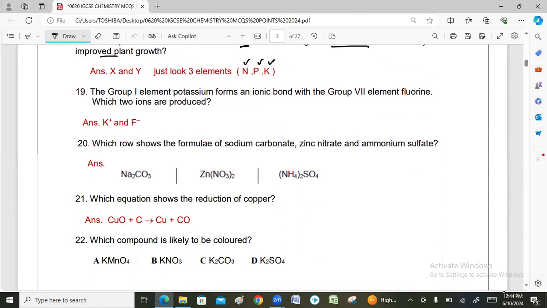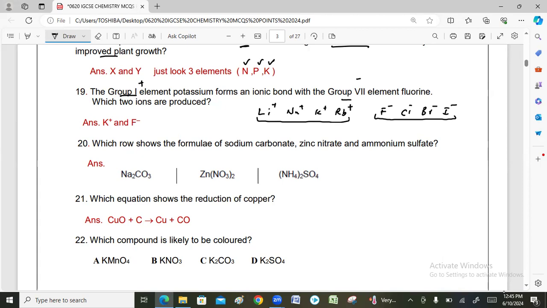The group 1 element, potassium, forms an ionic bond with the group 7 element, fluorine. Which two ions are produced? The student knows that the group 1 elements can produce a +1 charge, and group 7 elements can give us a -1 charge. So all the elements in group 1, like lithium, sodium, potassium, rubidium, can give us one positive. And the elements in group 7, fluorine, chlorine, bromine, iodine, will form fluoride, chloride, bromide, iodide with a -1 charge. So K is +1, F is -1.